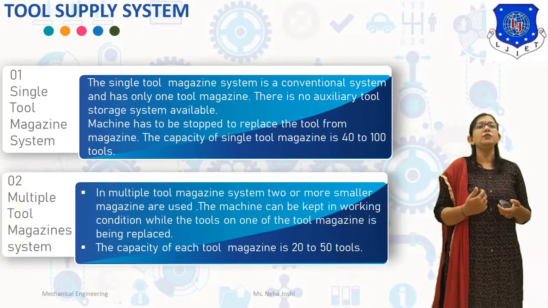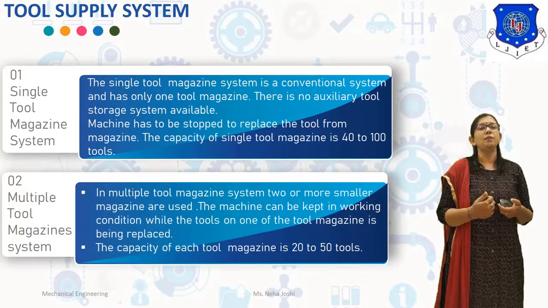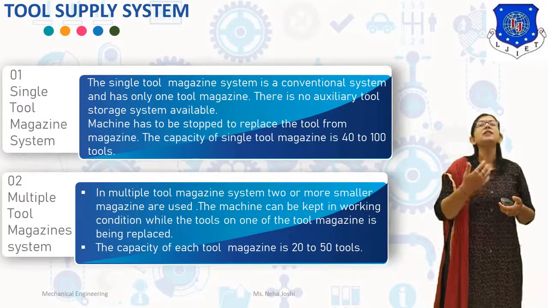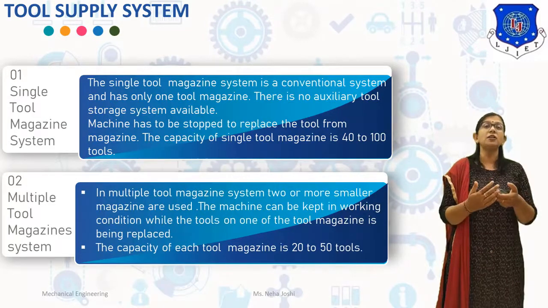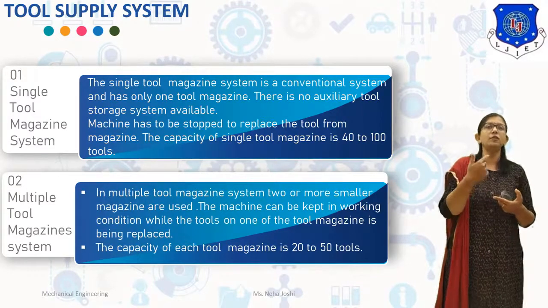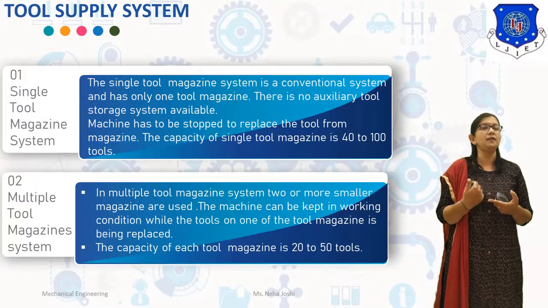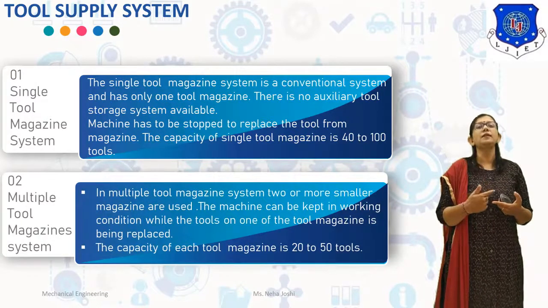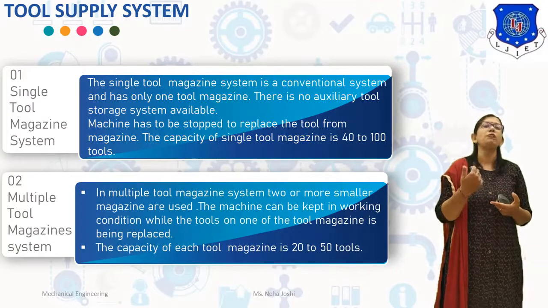The next method is multiple tool magazine system. In multiple tool magazine system, two or more smaller magazines are used. The machines can be kept in working condition while the tools on one of the tool magazines are being replaced. The capacity of each tool magazine in multiple tool magazine system is 20 to 50 tools.